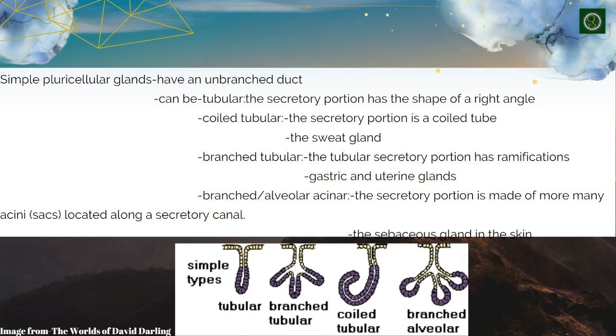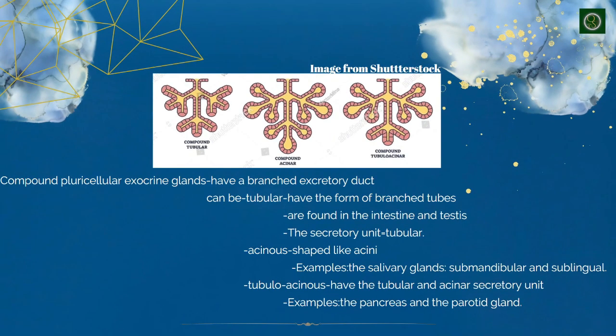An example of a coiled tubular gland is the sweat gland. Gastric and uterine glands are branched tubular glands, and the sebaceous gland in the skin is branched alveolar acinar. Compound pluricellular exocrine glands have a branched excretory duct. They can be tubular or acinar.